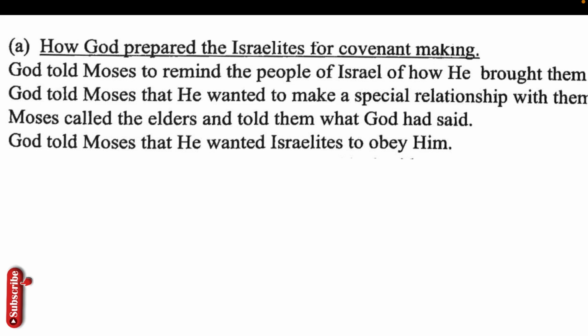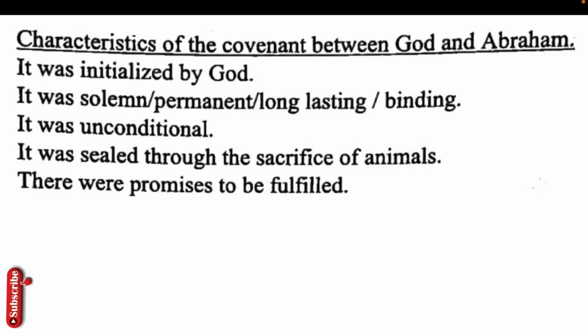Question 2b. Characteristics of the covenant between God and Abraham. It was initiated by God, it was permanent, it was unconditional, it was sealed through the sacrifice of animals, there were promises to be fulfilled, the parties entered it willingly, they offered sacrifices to God, it had an outward sign which was circumcision, it was between two unequal parties.